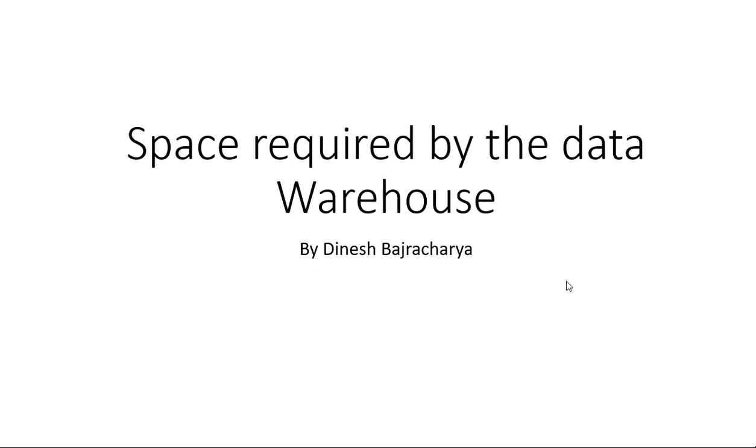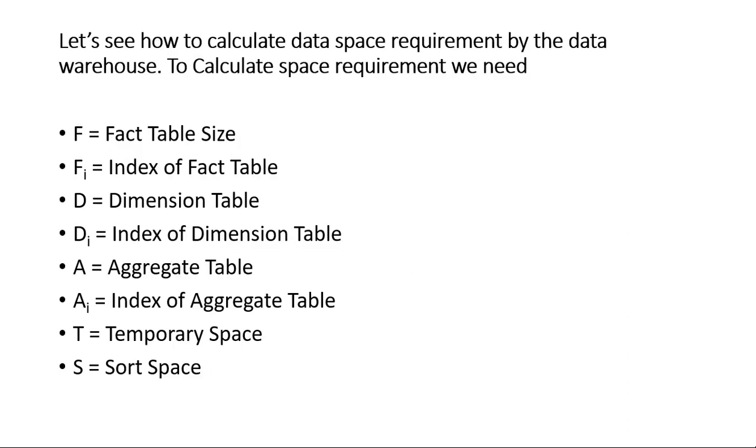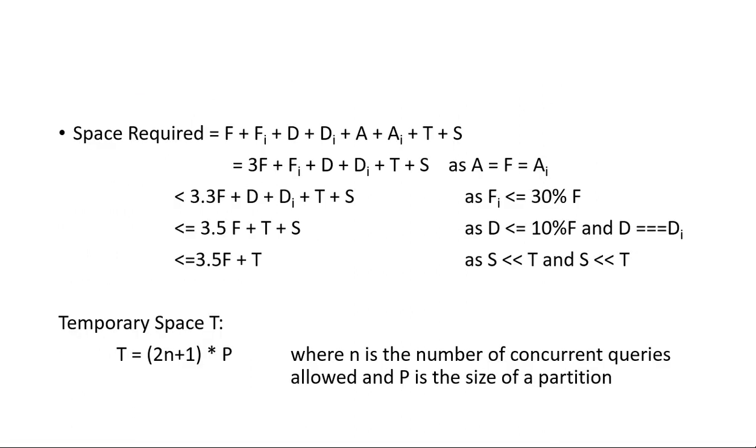In this video, I will show you how to calculate the space required to set up a data warehouse. In order to calculate the space requirement for the data warehouse, we need the following components: fact table, index of fact, dimension, index of dimension, aggregate table, index of aggregate table, temporary space, and sort space. We will add up all these components to know how much space will be required to set up a data warehouse. So the space requirement is equal to F plus Fi plus D plus Di plus A plus Ai plus T plus S.